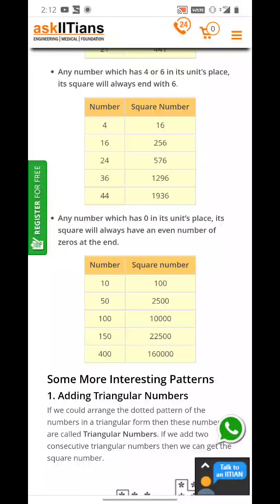These are the properties. Any number which has 0 in its unit place, its square will always have an even number of zeros at the end. This is important. If any number has 0 in its unit place, then its square is going to have an even number of zeros. Even zeros means 2, 4, 6 zeros, like 10 gives 100 with 2 zeros, 100 gives 10000 with 4 zeros, and so on.